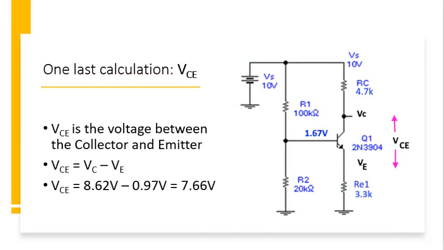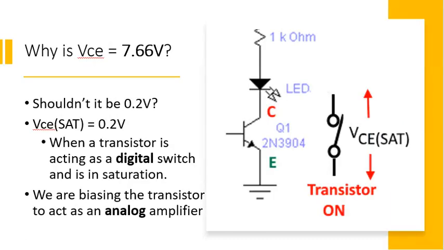We have one last calculation, and that's called VCE, the collector to emitter voltage. VCE stands for the voltage at the collector with reference to the emitter. Mathematically, VCE is equal to the collector voltage minus the emitter voltage. We know both of those. We know that the collector voltage is 8.62 volts. We know the emitter voltage, we had figured that out as 0.97 volts. So our collector emitter voltage is 7.66 volts. And that's our voltage from our collector to our emitter.